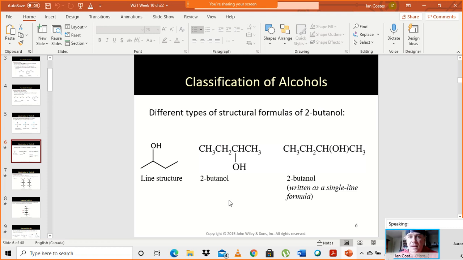2-butanol. And another thing, I will say it again, and I'll probably say it again for the next 2 weeks. Be careful.